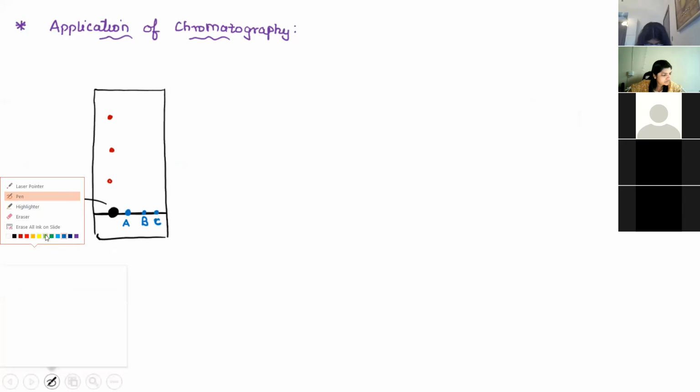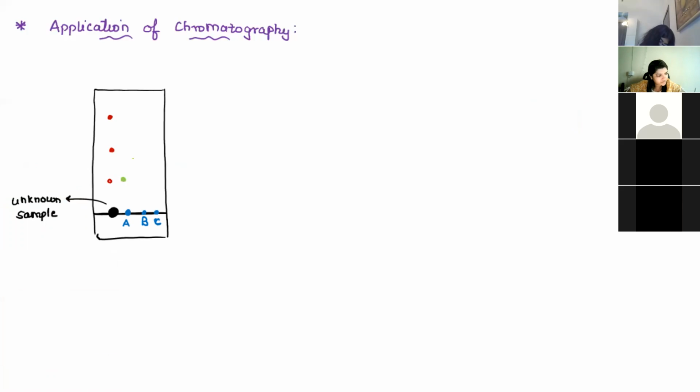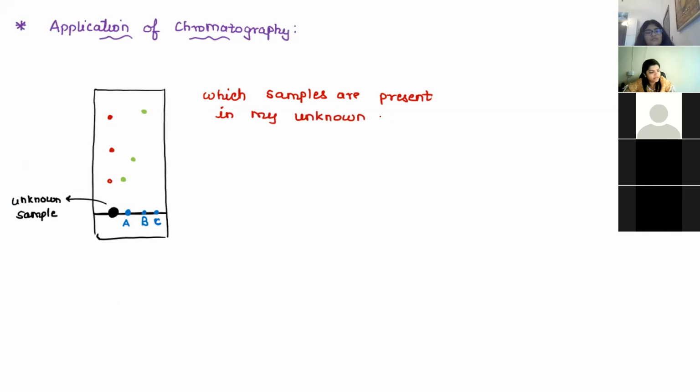Sample A is showing me a spot over here. Sample B is showing me a spot over here. And sample C is showing me a spot over here. Now tell me which samples are present in my unknown sample? Veer is going to answer this.